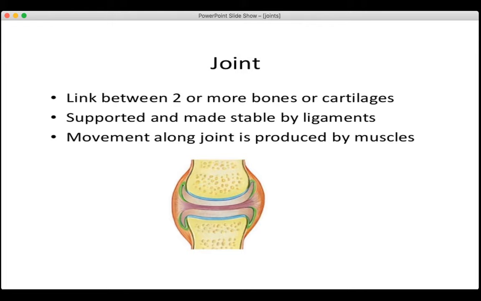So what are ligaments? Ligaments are the elastic material inside the system which actually connects the bones. In the slide, the brown part on left and right, these are ligaments, and below you can see a cushioning between both the bones, that is cartilage, and this whole structure is known as a joint. Movement along a joint is produced by muscles, because muscles produce force, and you require force to do any movement. So muscles are the main drivers, and the rest of the movement is facilitated by these joints.